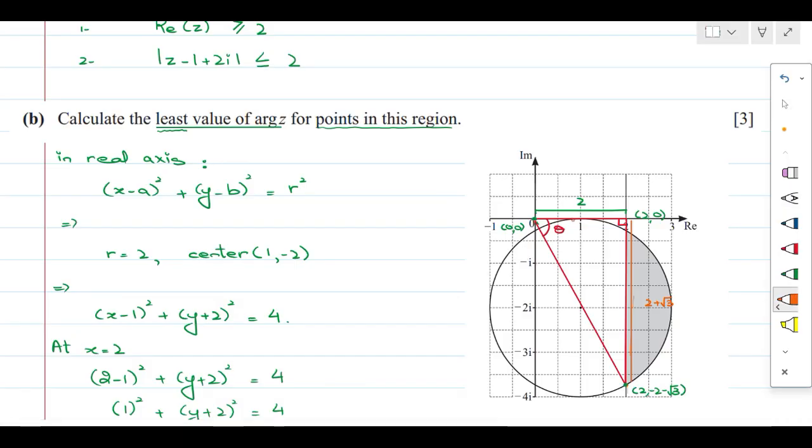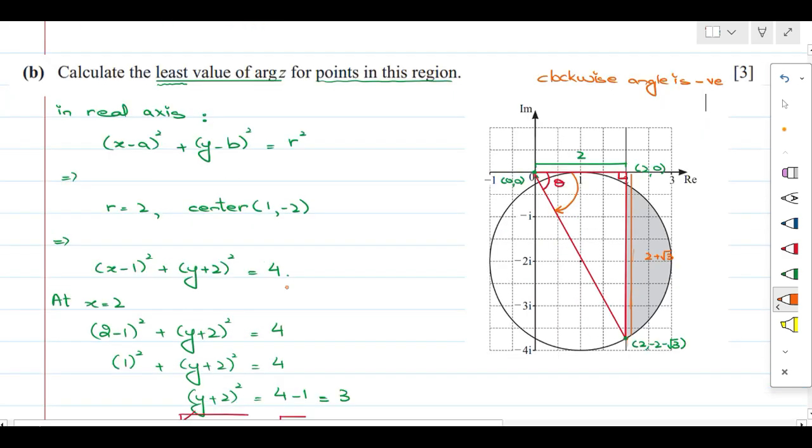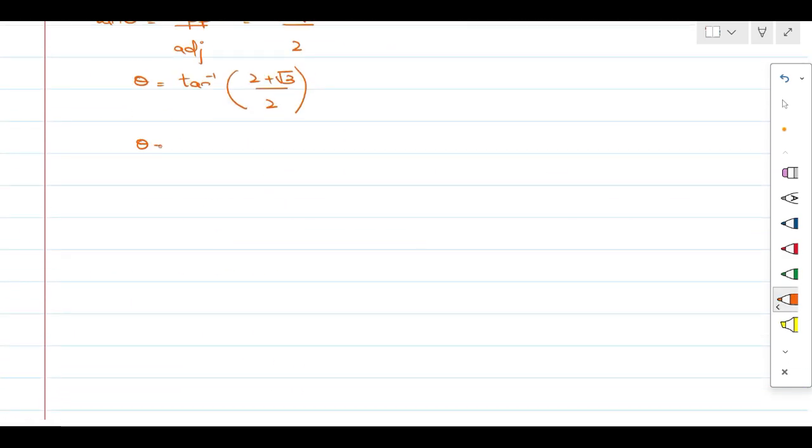Okay, and one more thing. As this angle is measured from the positive real axis to the point in your shaded region, this angle is in the clockwise direction. So the clockwise angle is always negative. Clockwise angle is always negative, right? So we have to consider it negative. So this theta is basically negative of tangent inverse of (2 plus square root of 3) divided by 2. You can do it in degrees or in radians, both are correct.